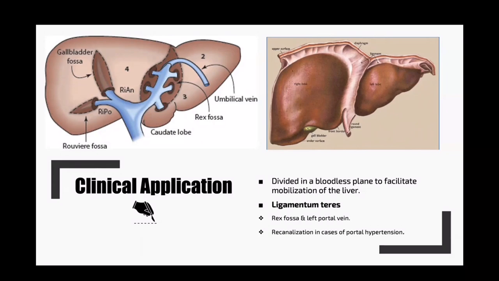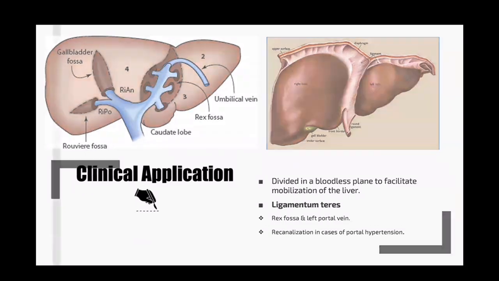As we said, the ligamentum teres represents the obliterated umbilical vein. So it's really important to note that in patients with portal hypertension, this vein can recanalize, so proper ligation should be done. Also, we should note that the umbilical vein used to connect to the left portal vein, so ligamentum teres is used as a surgical mark to reach the Rex fossa and the left portal vein.